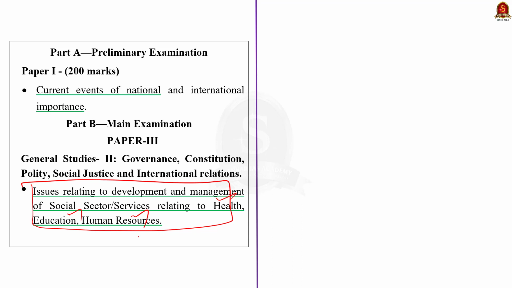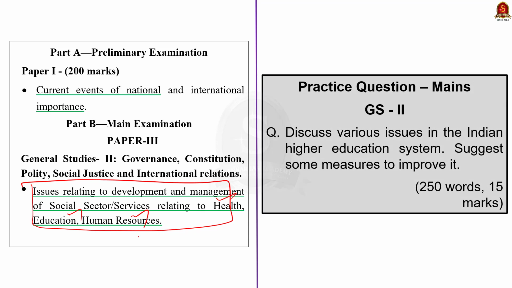Now let us move on to the question. Let me read out the question for you. Discuss the various issues of the Indian higher education system and suggest some measures to improve it. The only keyword in the question is discuss. So, you are expected to cover different viewpoints, arguments and perspectives related to the given subject.